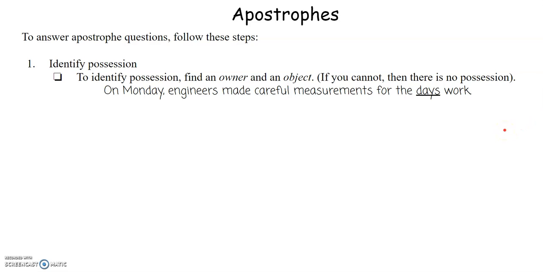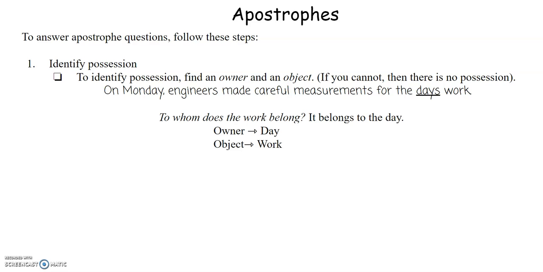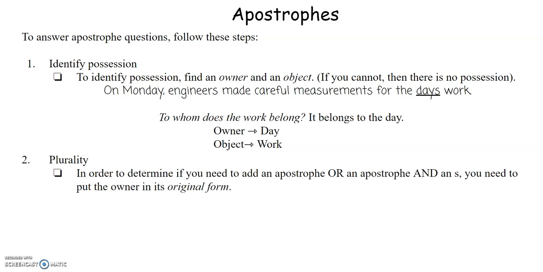On Monday, engineers made careful measurements for the day's work. So what we're going to do is ask ourselves, to who, to what does the work belong? Well, it belongs to the day. So our owner is the day and our object is the work. From there, we have to determine plurality because we don't know if we need to do an apostrophe S or just add an apostrophe after an S.